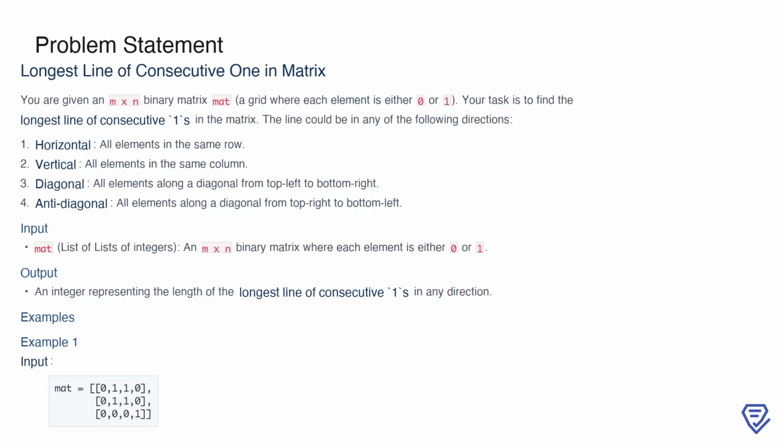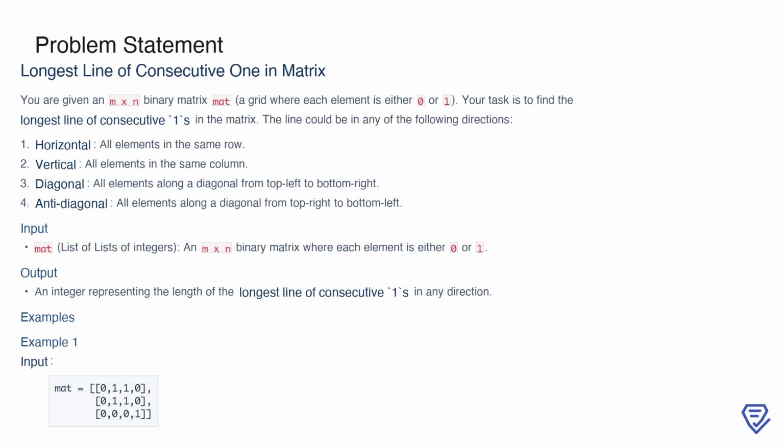In this problem, you are given a binary matrix, which is essentially a grid containing only 0s and 1s. Your task is to determine the longest sequence of consecutive 1s that can be formed in the matrix, but with an important twist: the sequence can take one of four different directions.